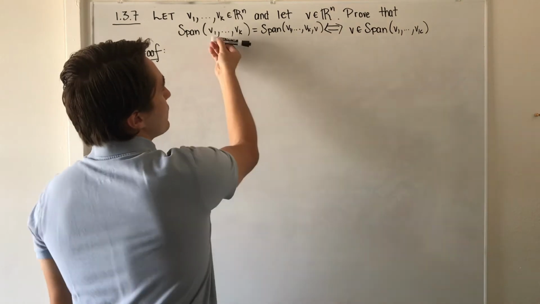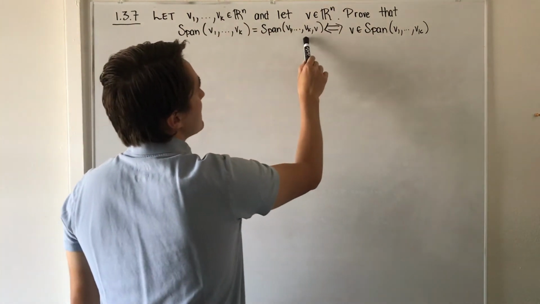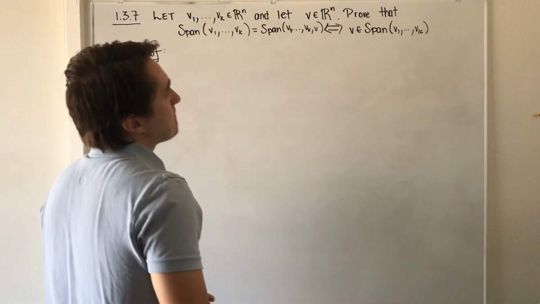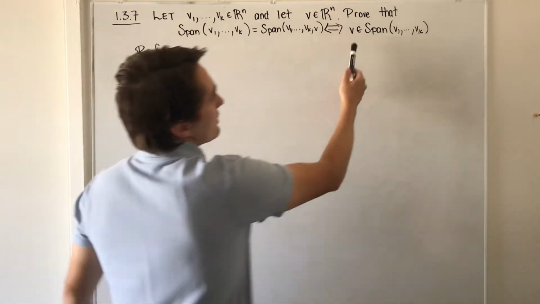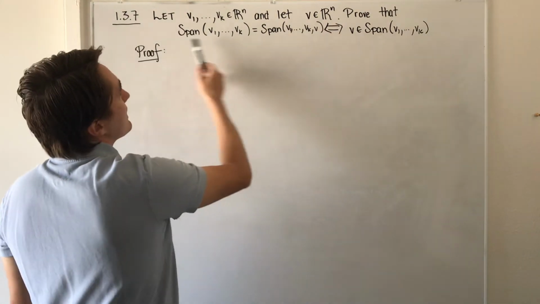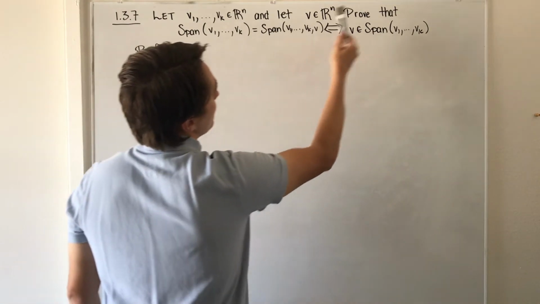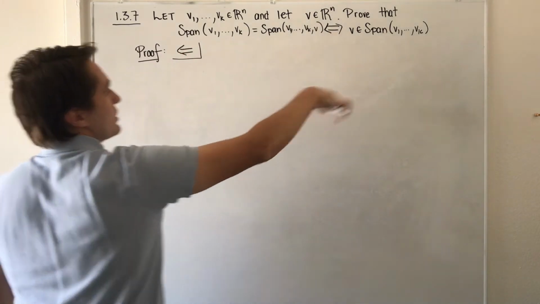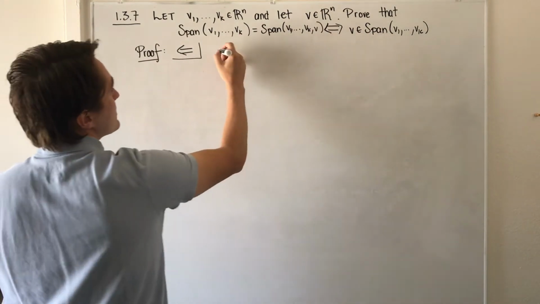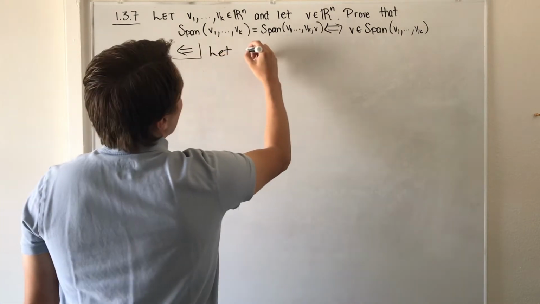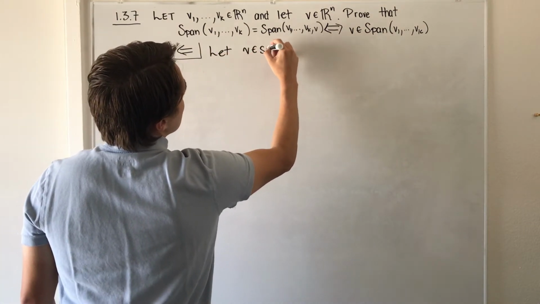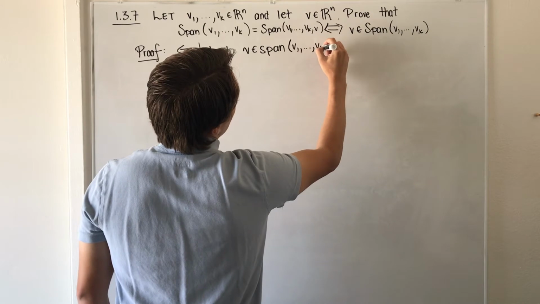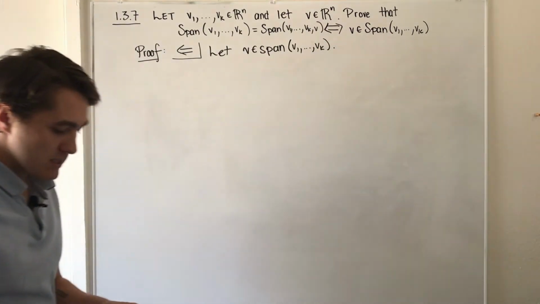In other words, we have to prove this direction, so we need to show that this implies that, and then we also have to prove the other direction, that this implies that. We're going to start with this statement implying that statement, and then afterwards we'll assume this one to imply that one. So first we're going to move the proof in this direction. We're going to assume this and show that. So let's have that v belongs to the span of v1 through vk.